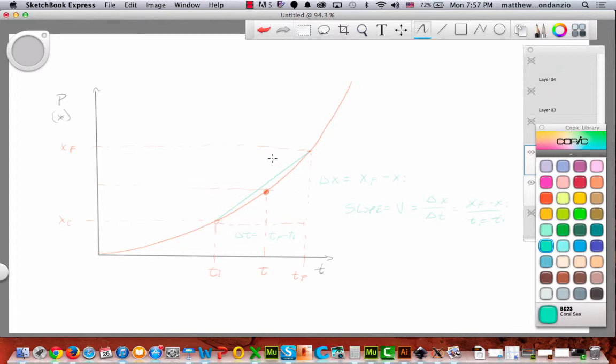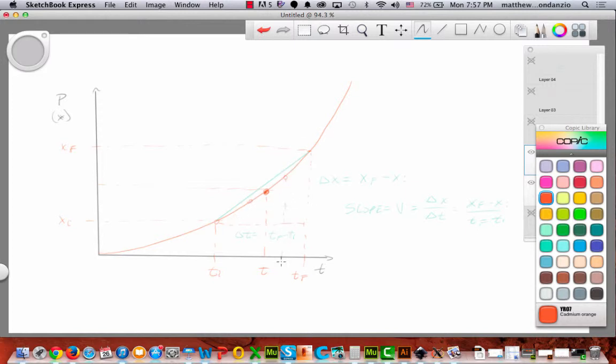And so that's my one slope, but that's not actually at that point. That's not the instantaneous. It's, again, an average. It's an average speed or average velocity between these two times. Now, what if I said, wait, you know what? I'm going to take it a little bit smaller. I'm going to take it a little bit closer around that point.